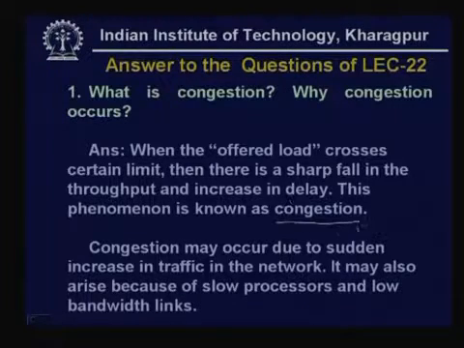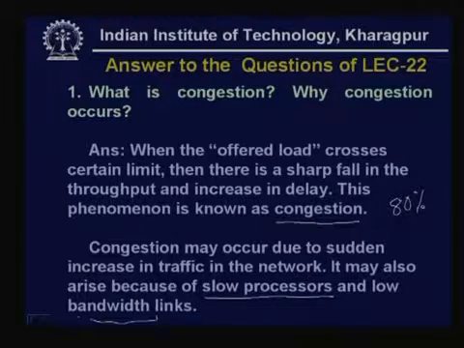And in that situation, as we know, whenever the link utilization exceeds beyond 80%, that is used as a rule of thumb for identifying congestion. And congestion may occur due to sudden increase in traffic in the network. It may also arise because of slow processors and slow bandwidth links, as we have already discussed in the last lecture.